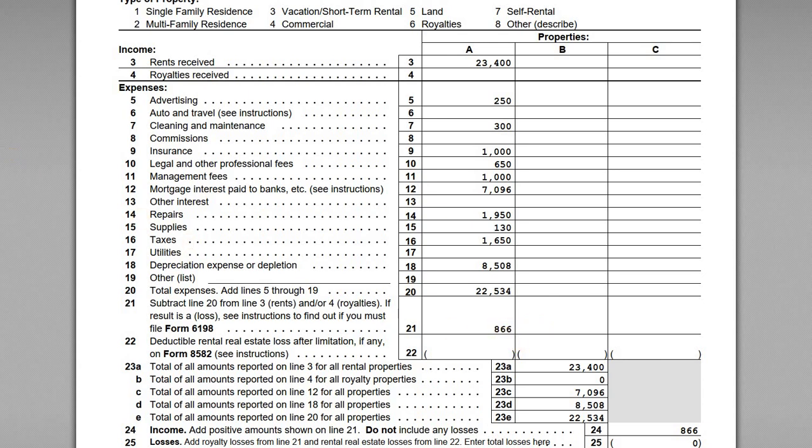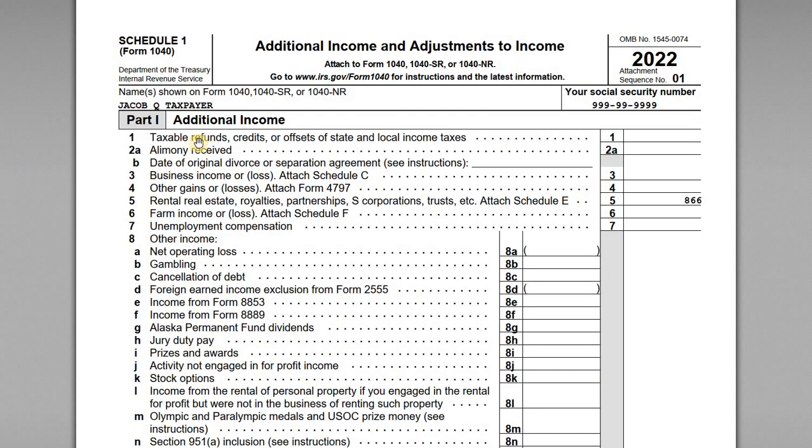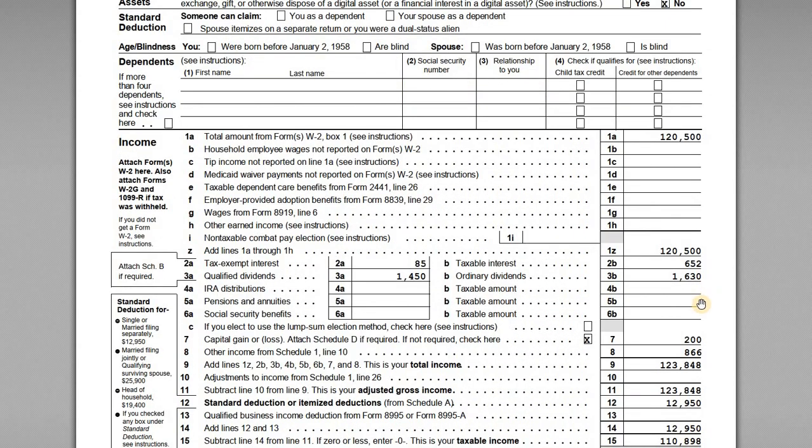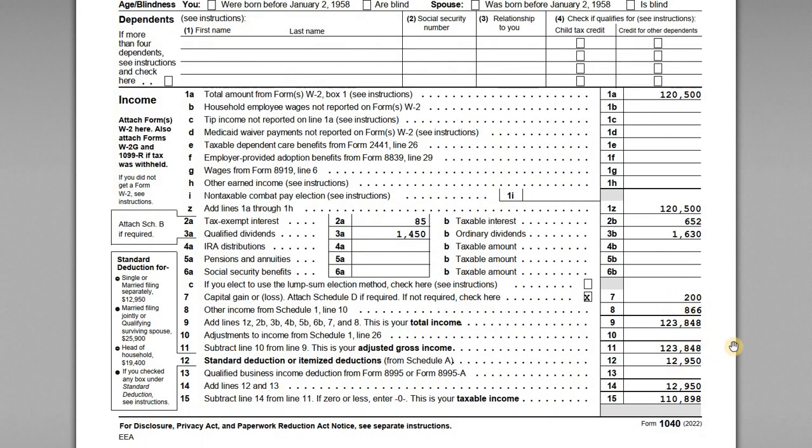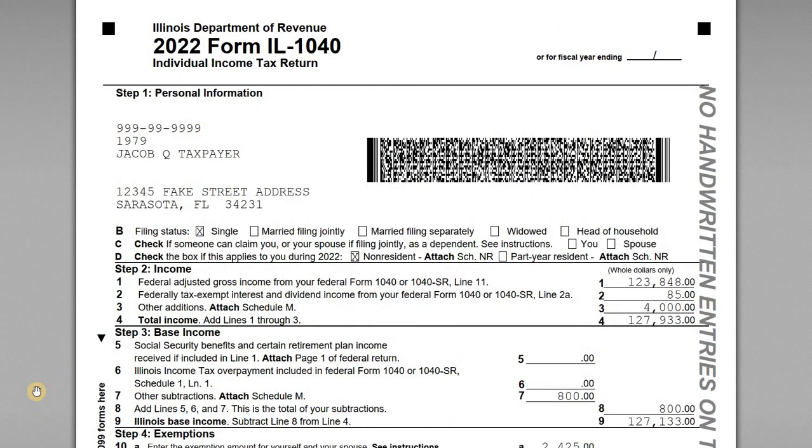So that's reported here on the Schedule E, and it's reported on Schedule 1 on line 5, right? The rental real estate income, $866. And then ultimately, again, that flows up to page 1 of the 1040, and it's included in his adjusted gross income and taxable income. All right, so now let's have a look at the Illinois 1040.